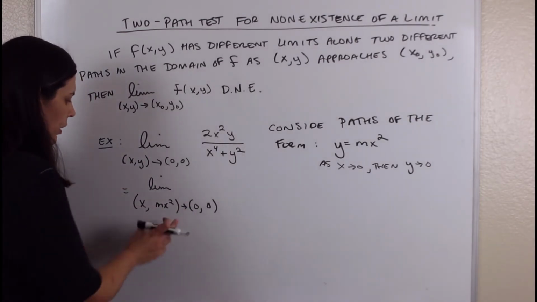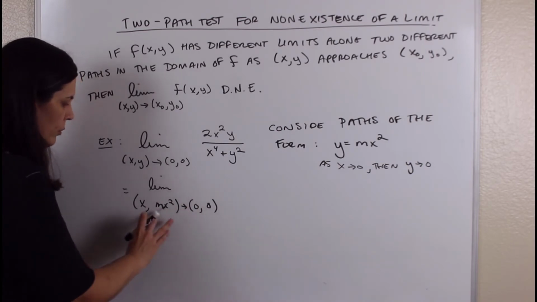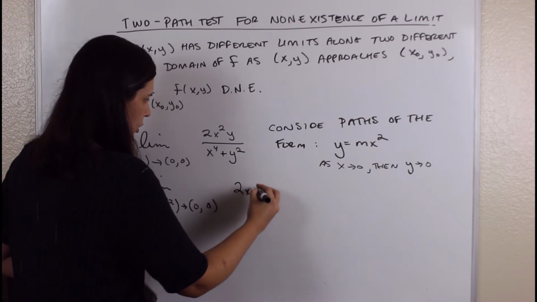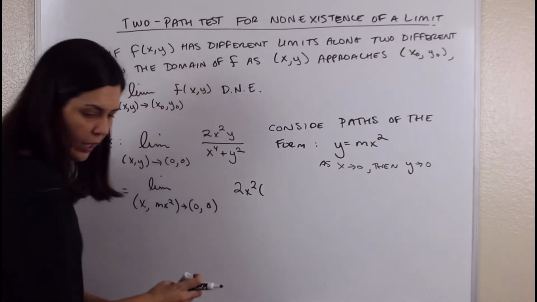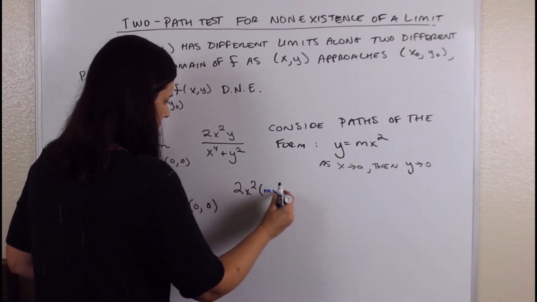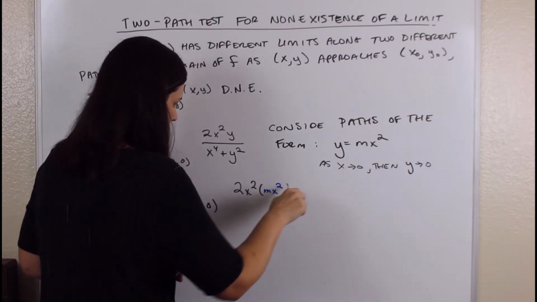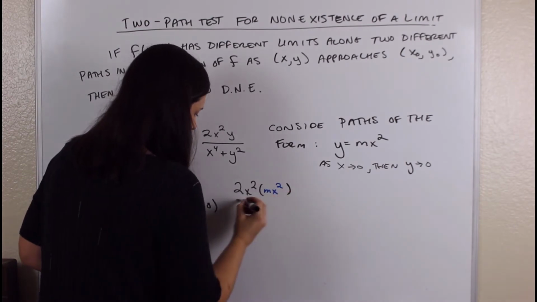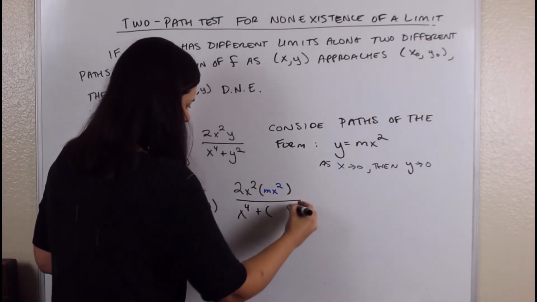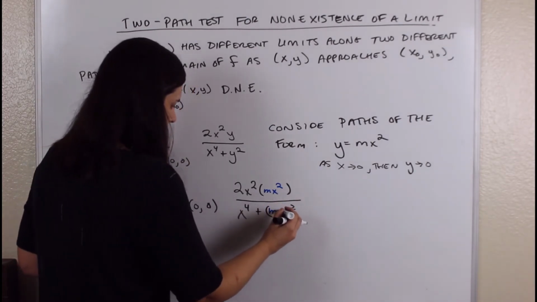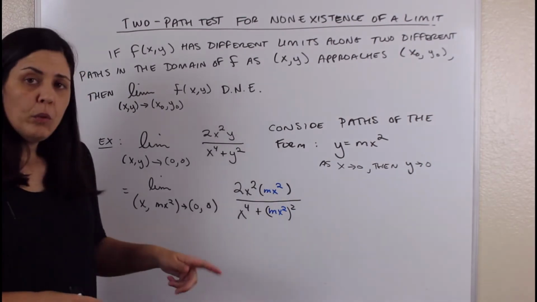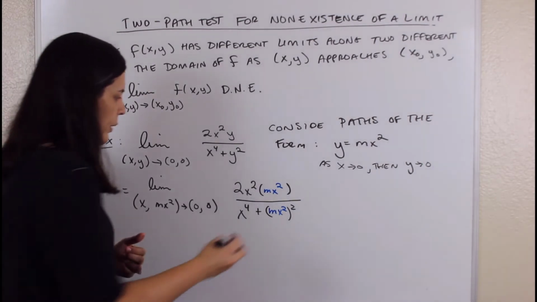Alright, so that's this part, changing our terms of our points. Now let's modify our function. 2x squared, and where there's y's, I am replacing it with mx squared. So times mx squared, that's the numerator. On bottom, we have x to the fourth plus y, which is mx squared, quantity squared. Let's simplify, and then that way you can see where I'm going with this.